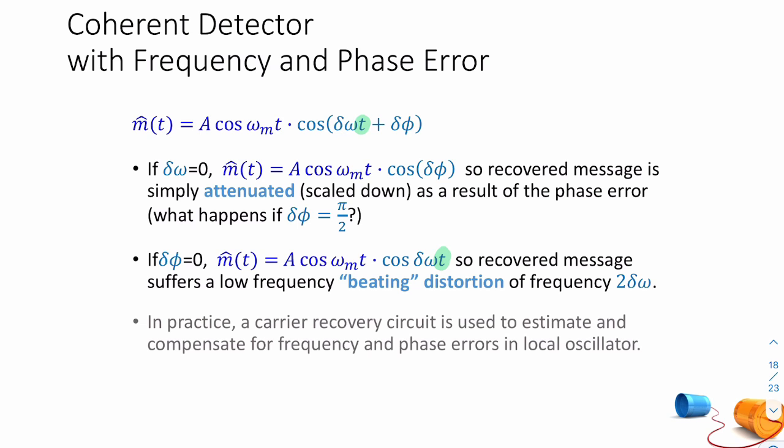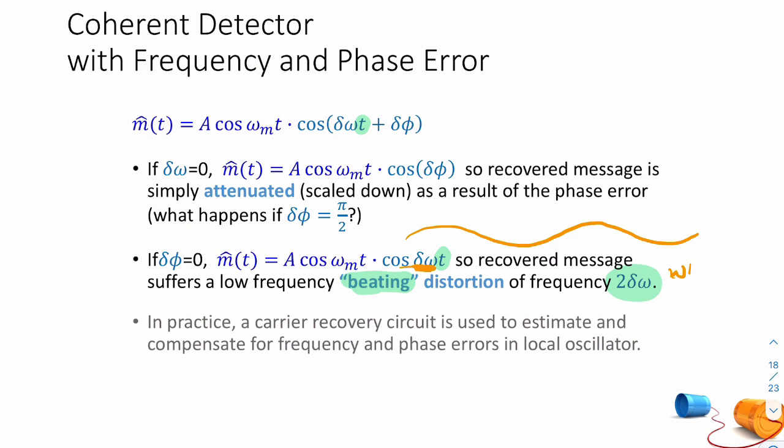You have a cosine term. So this cosine term will look like this. Assuming that delta omega is very small compared to omega m, then you're going to have a pulsing, a variation in amplitude. So you'll have a high amplitude, low amplitude, high amplitude, low amplitude. And what that causes is a beating distortion. And the frequency of this beating is twice this frequency.